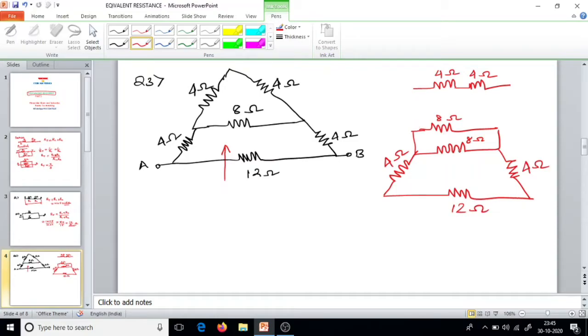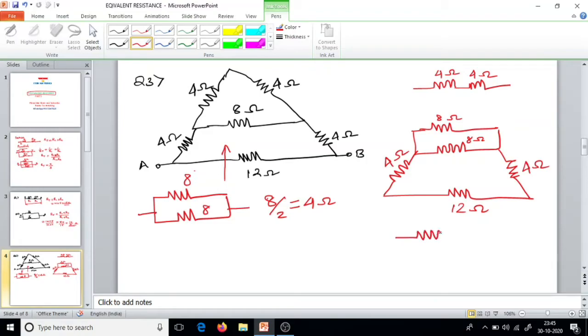Now 8 ohm in parallel with 8 ohm, both the same value, what does it give? Since the resistor values are the same, it is just 8 divided by 2, where 2 is the number of resistors, so we get 4 ohm. So our circuit is simplified again: this is a 4 ohm resistor, and these two ends are connected to two more 4 ohm resistors, and this is 12 ohm.